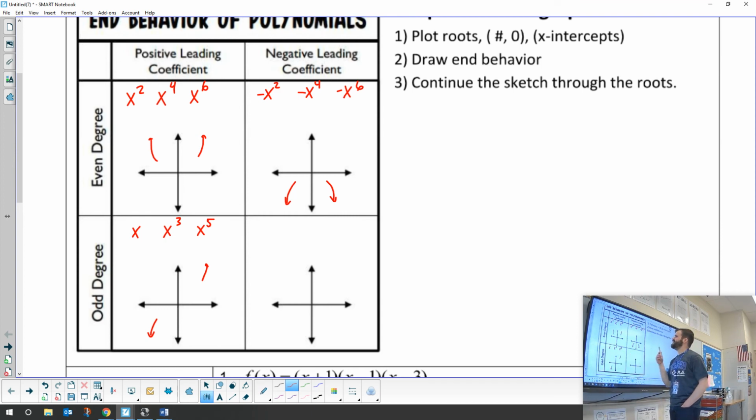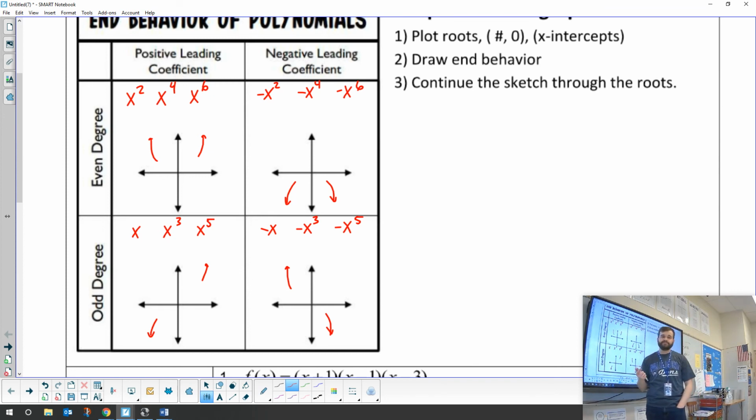What about if we have a negative leading coefficient and an odd degree? Well, they're still going to open in opposite directions, but instead of opening like this, it's going to open like this. Instead, we're going to open up this way and down this way. That's going to be whenever we have negative x, or negative x cubed, or negative x to the fifth. Those are going to be those opposite opening directions.